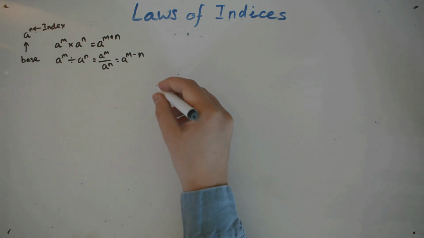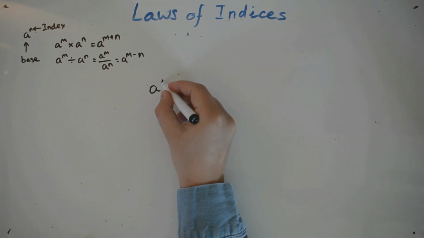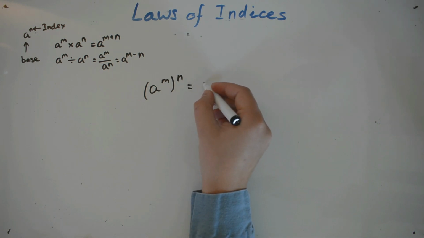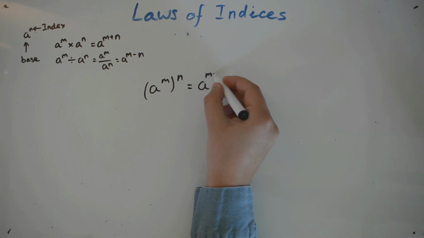Next rule we have is a to the power of m, and we put it to the power of n. Okay, so it seems quite a tricky one, but all you need to do is multiply the powers.